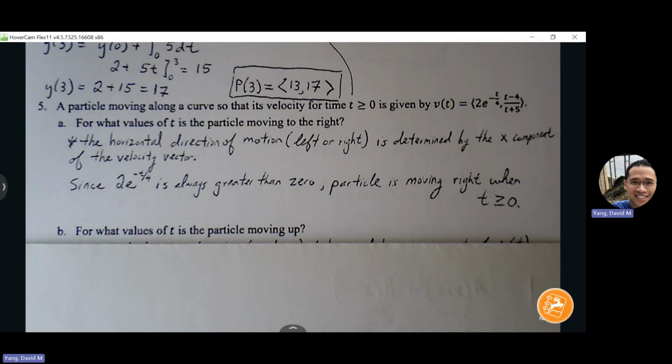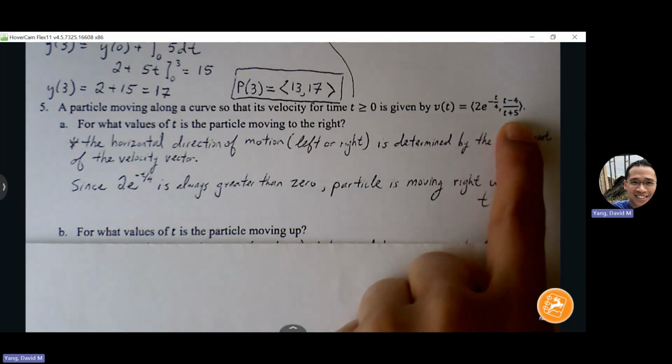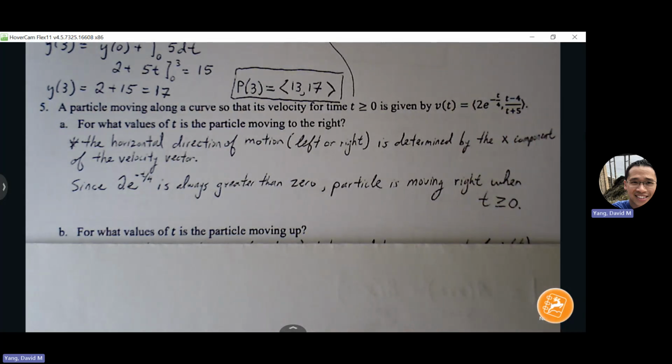Okay, but for part B, there are some restrictions. For what values of t is the particle moving up? Moving up means my vertical component, this fraction, has to be what? Positive. So what range of t values can I guarantee that I'm always going to get a positive vertical velocity?